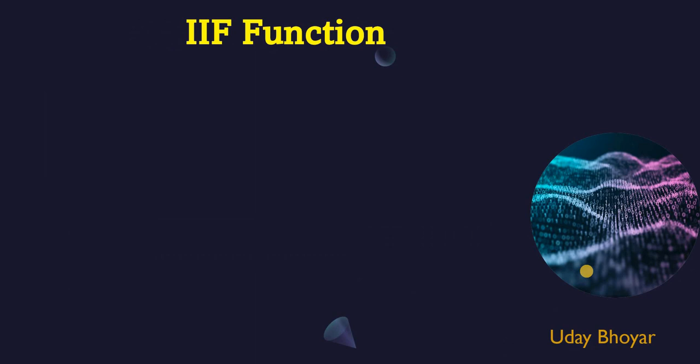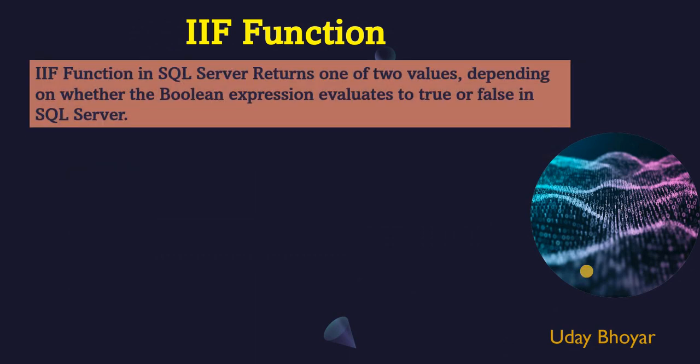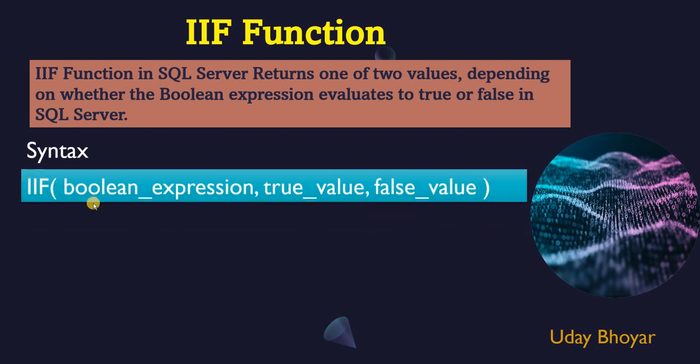Now looking at the IF function, let's see what exactly the definition of the IF function is. The IF function in SQL Server returns one of two values. It basically retrieves either of the two values depending on whether the Boolean expression evaluates to true or false. So there is a Boolean expression present in the IF function, and based on its result, it will retrieve either the true value or the false value.